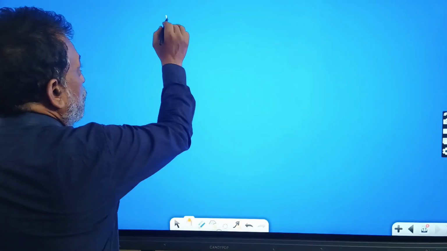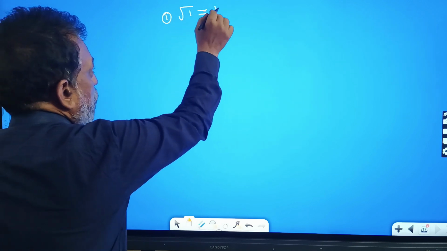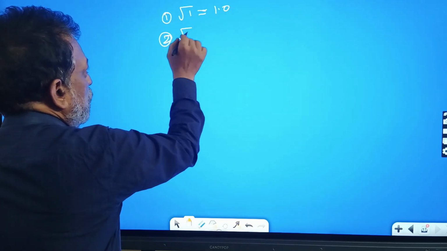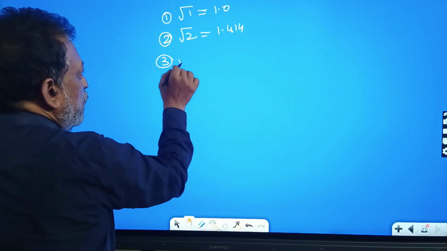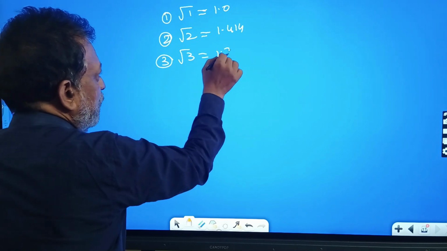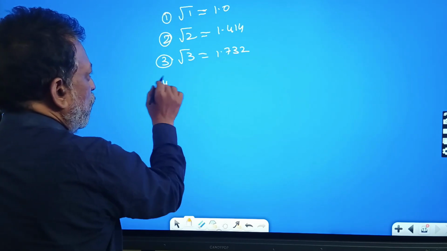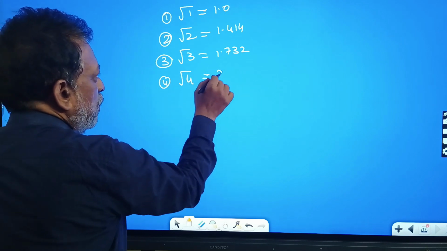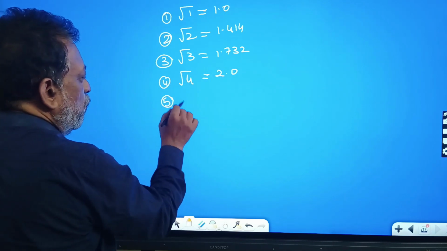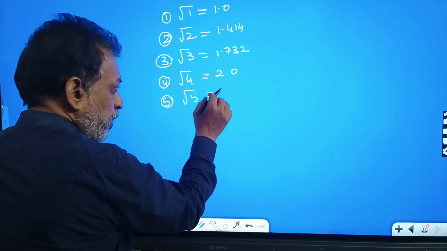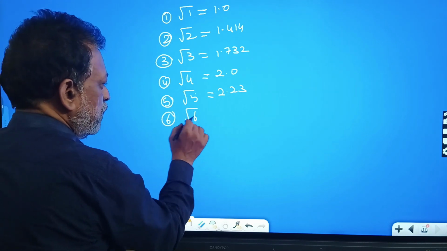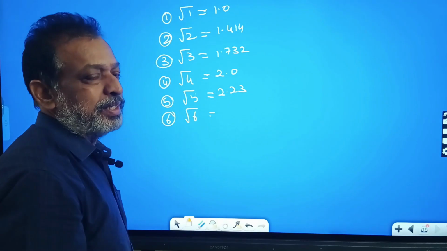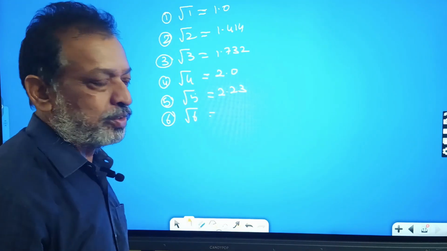Now, square root values. Root 1 is equal to 1.0. Root 2 is equal to 1.414, and root 3 is equal to 1.732, and root 4 is equal to 2.0, root 5 is equal to 2.23, 2.2 is enough, and root 6 you have to know. Already we calculated it by seeing the number of problems, so this is enough for that. That's why I went up to 16.